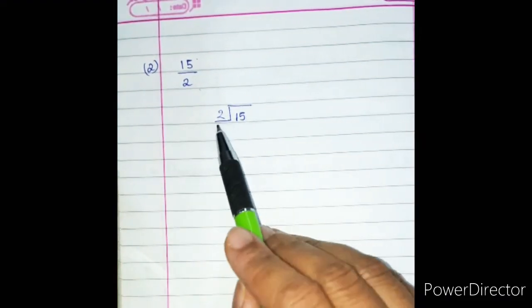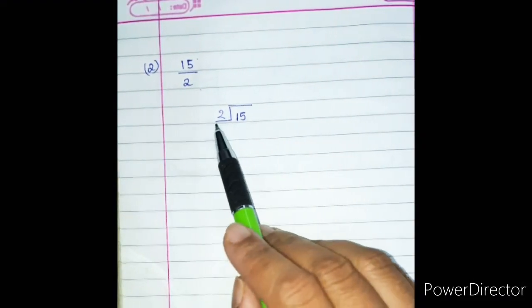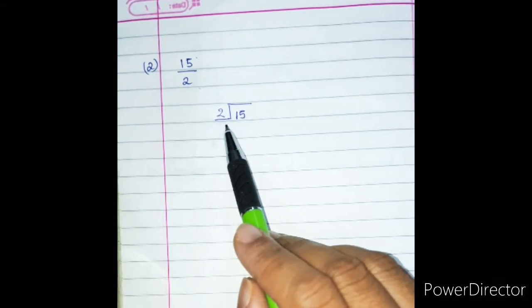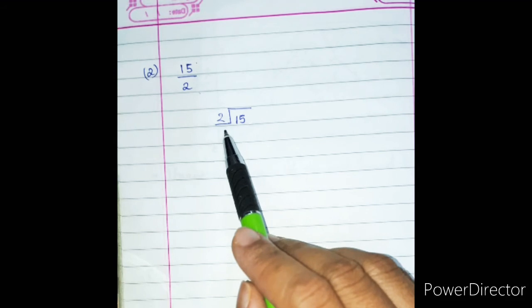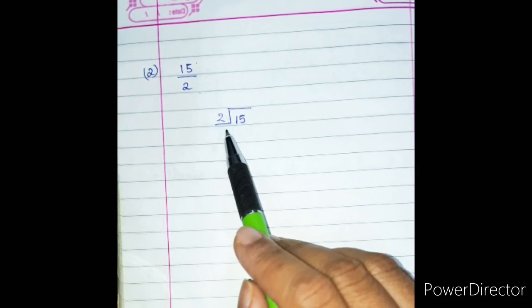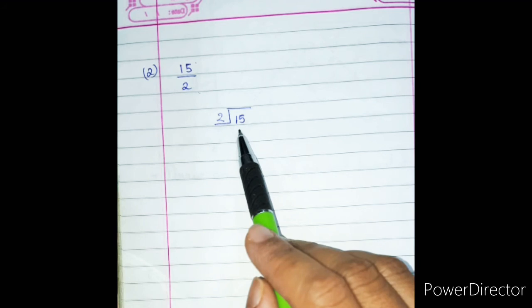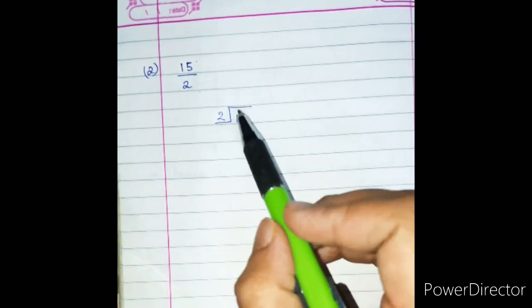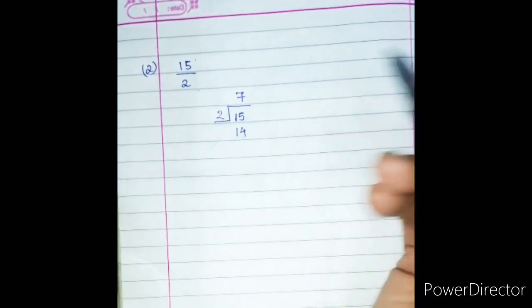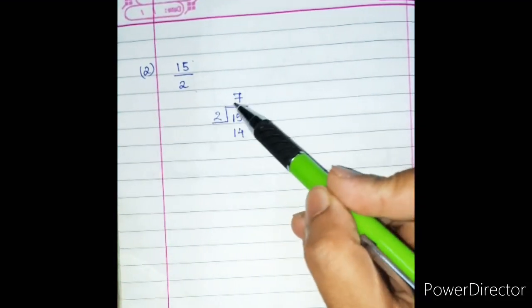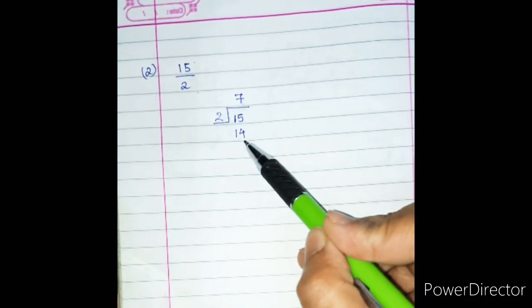We have to check the table of 2 to divide 15. So 2 ones are 2, 2 twos are 4, 2 threes are 6, 2 fours are 8, 2 fives are 10, 2 sixes are 12, 2 sevens are 14, 2 eights are 16. 15 is not there, so we take a lesser number, that is 2 sevens are 14.